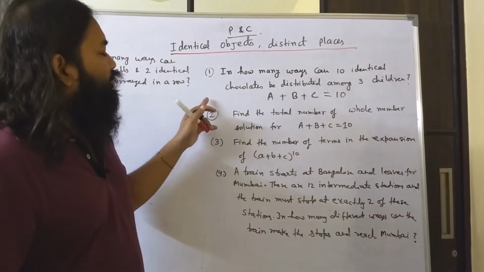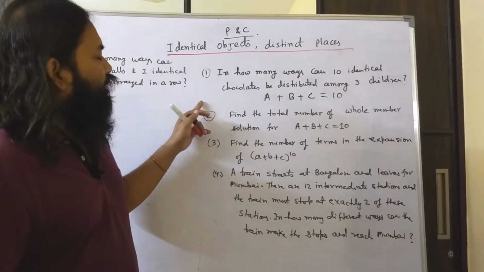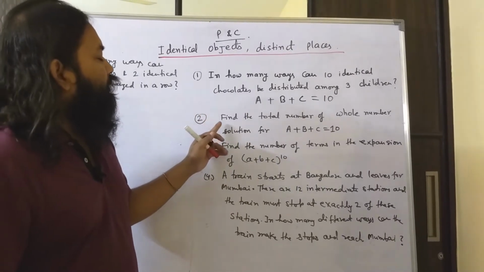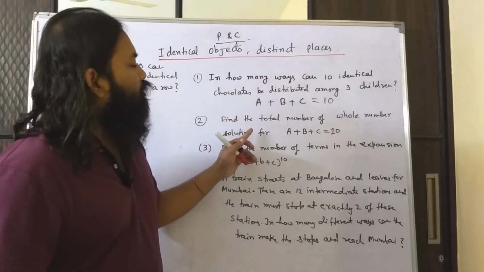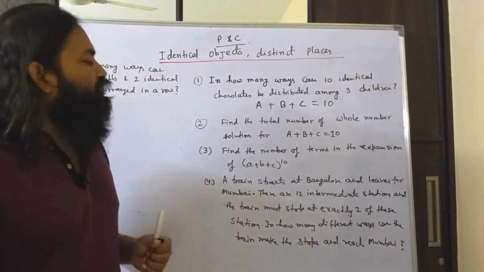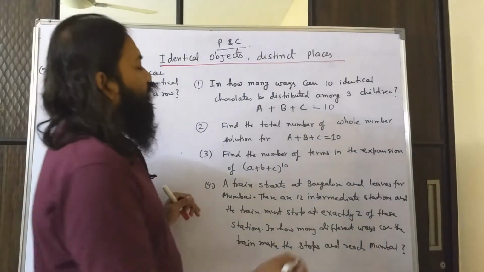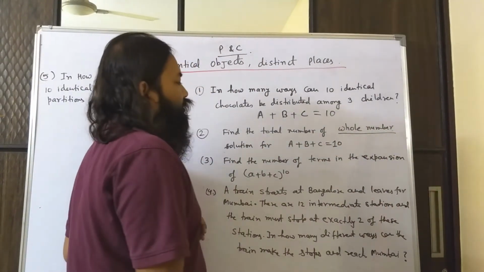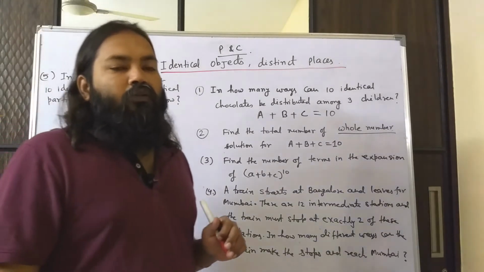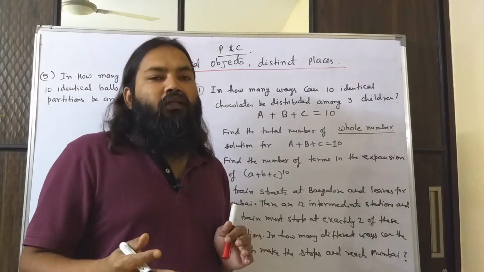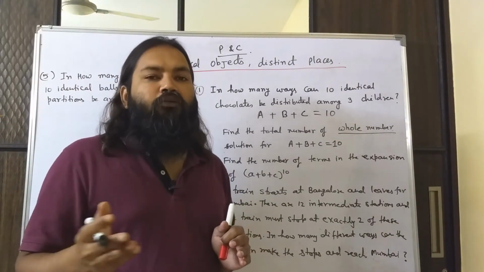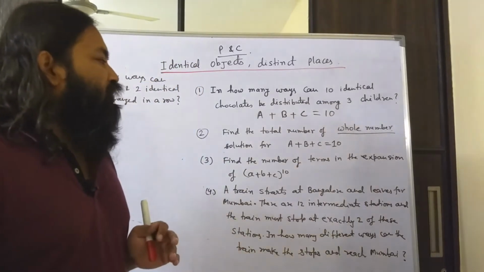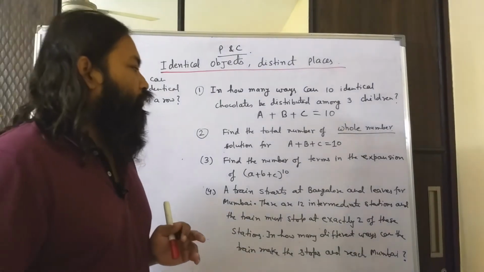Now let's come to the second question. First question and second question are exactly the same. It is just another way of asking it. So the second question is, find the total number of whole number solutions for A plus B plus C equal to 10. Now what is a whole number? Whole number is a number which starts from 0. So all the counting numbers including 0 are the whole numbers. So counting numbers are called natural numbers when you start from 1. And whole numbers means we can get 0 also included.